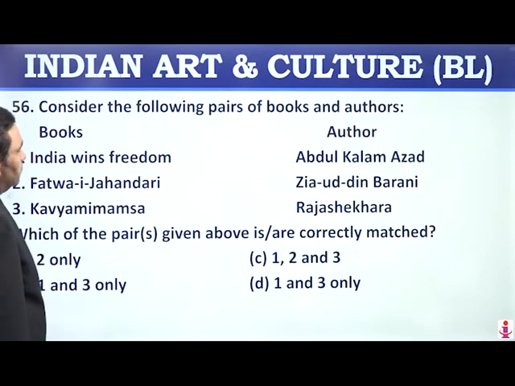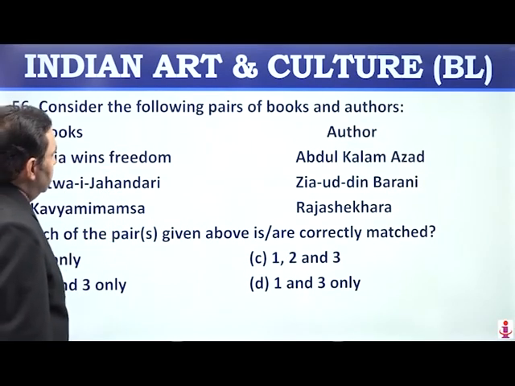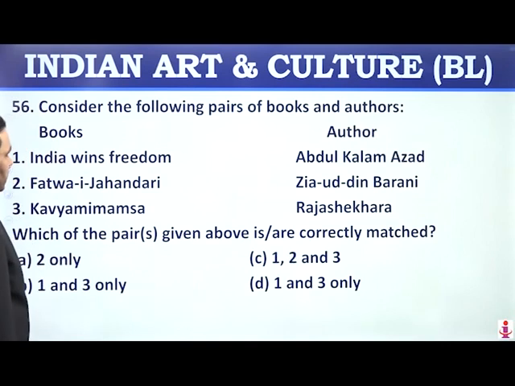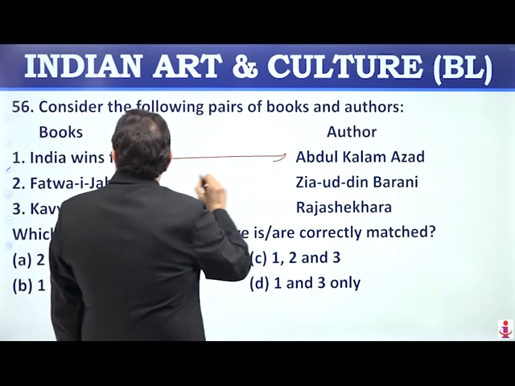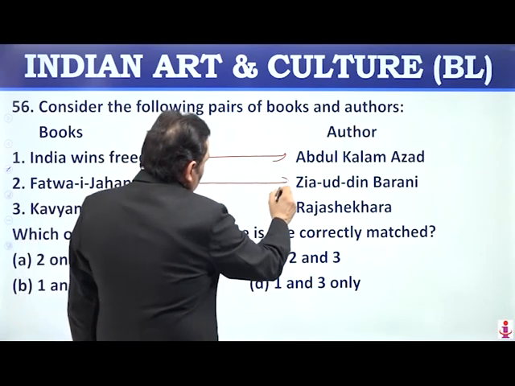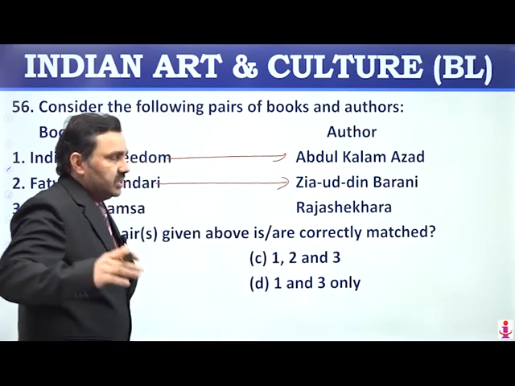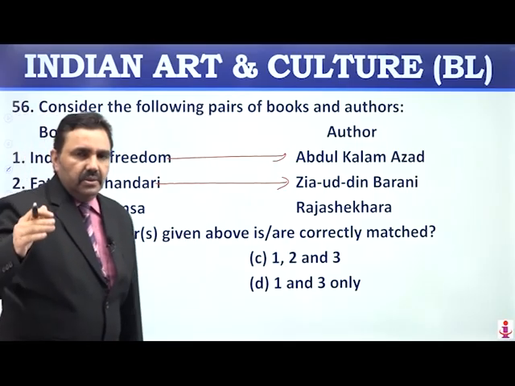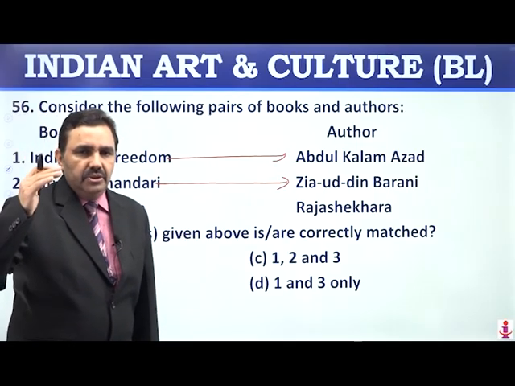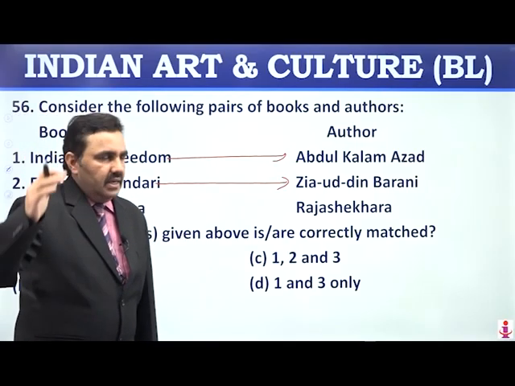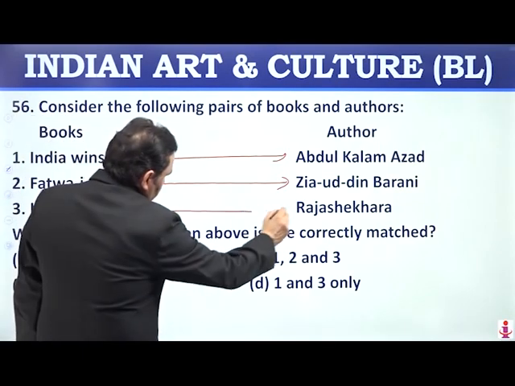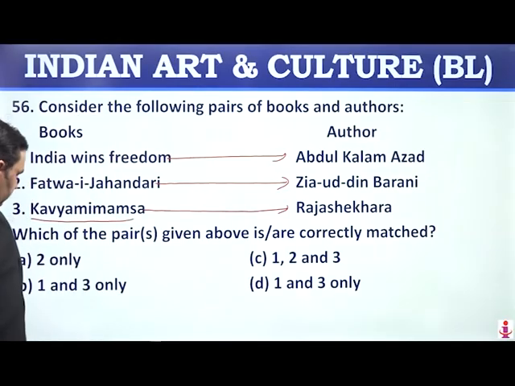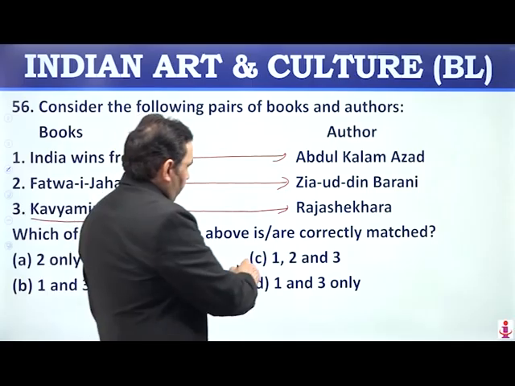56. Consider following pairs of books and authors: India Wins Freedom, Abul Kalam Azad. Fatwa-i-Zahandari. This was the only law book of Sultanate period written by Ziauddin Barni. Ziauddin Barni wrote another book with the name Tariq-e-Firoz Shahi. Fatwa-i-Zahandari was also written by Ziauddin Barni. Kavya-Mimamsha was written by Rajsekhar in early medieval age. All 3 are correct. Option 1 to 3, that is C.